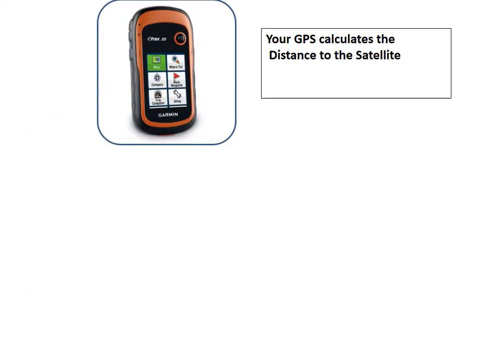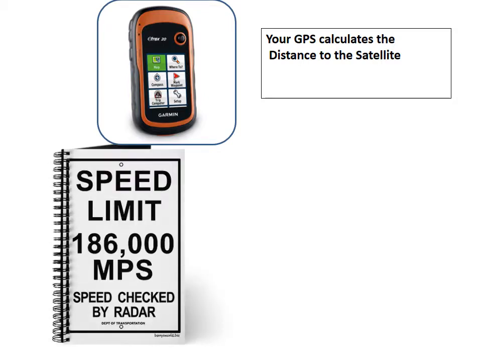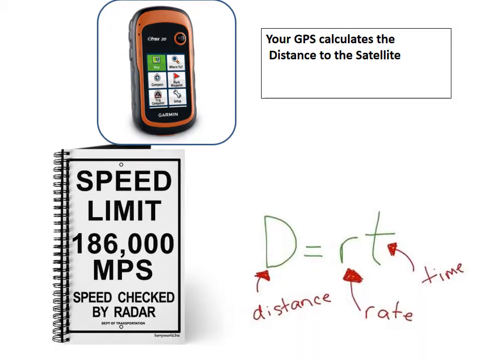It can then calculate its distance to that satellite. The PRC signals broadcast from the satellites to your GPS travel at the speed of light. So the distance from you to the satellite, d, is the speed of light, r, times the measured PRC lag time, t.